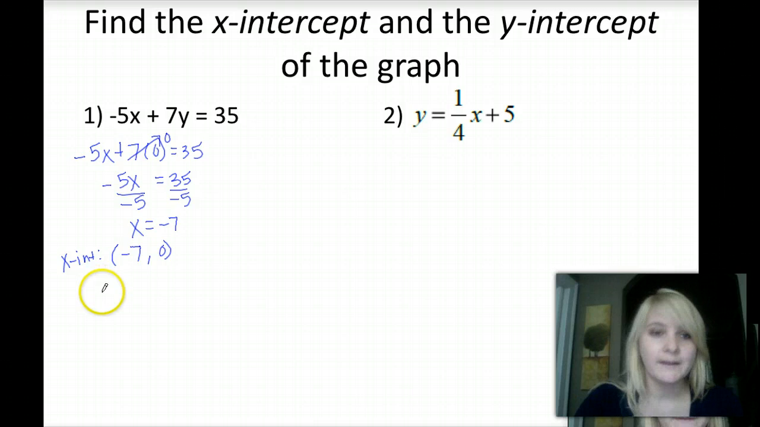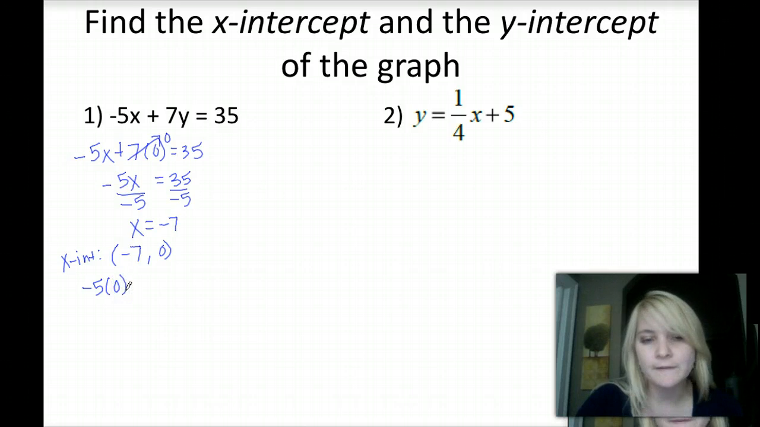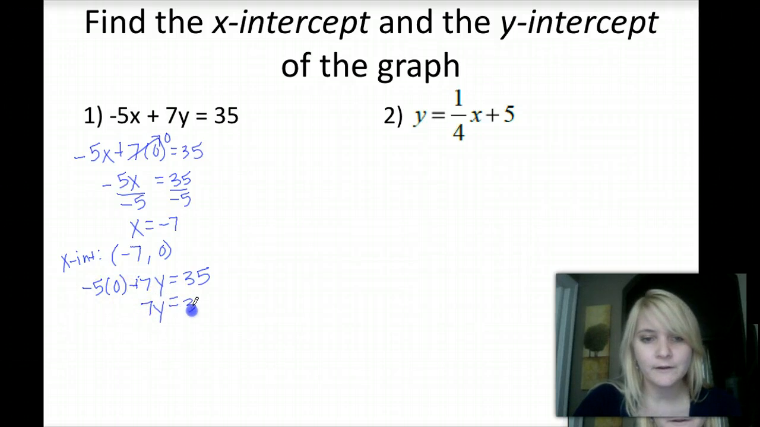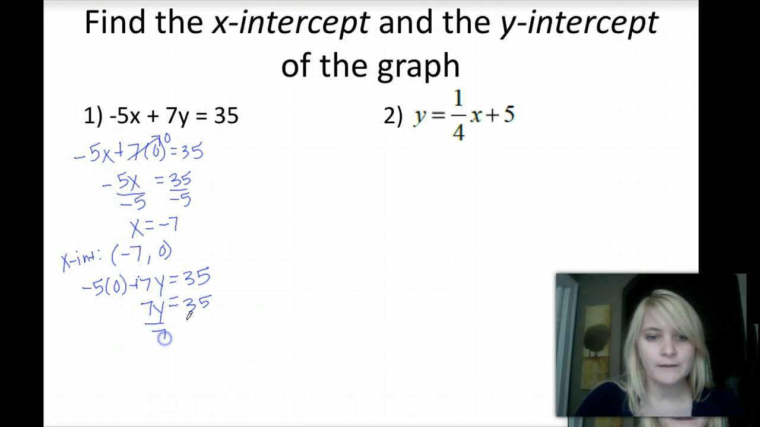Our y-intercept is the value of y when x equals 0. So we're going to substitute 0 in for x. And once again, we're going to use parentheses around what we substitute in. So we'll get negative 5 times 0 plus 7y equals 35. Negative 5 times 0 is 0. That cancels out. So we end up getting 7y equals 35. Divide both sides by 7. So we get y equals 5.